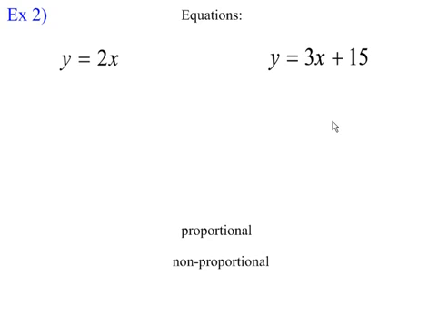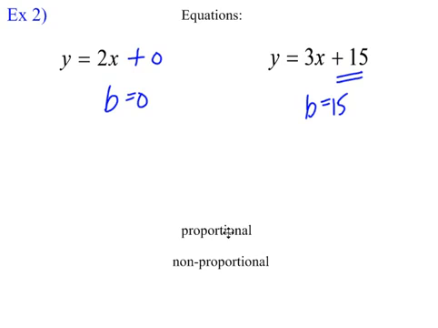Our second part of our definition deals with equations. Here we have two equations, y equals 2x and y equals 3x plus 15. Now one of these is proportional and the other is not. The difference, as we can see, is over here on the right: it has a y-intercept of 15. On the left, there's nothing sitting out there, which means it's 0, and this has a y-intercept of 0.